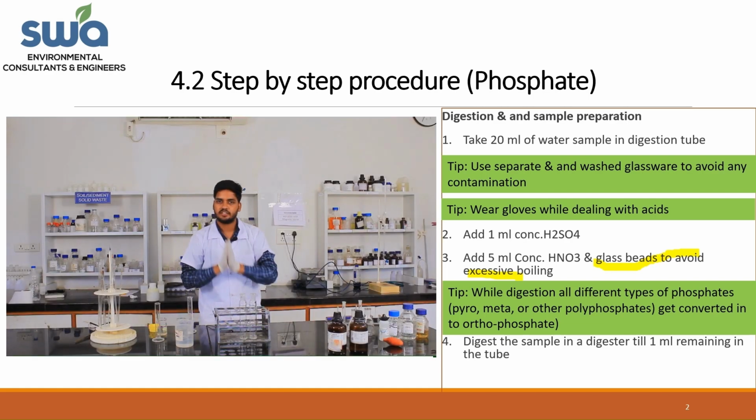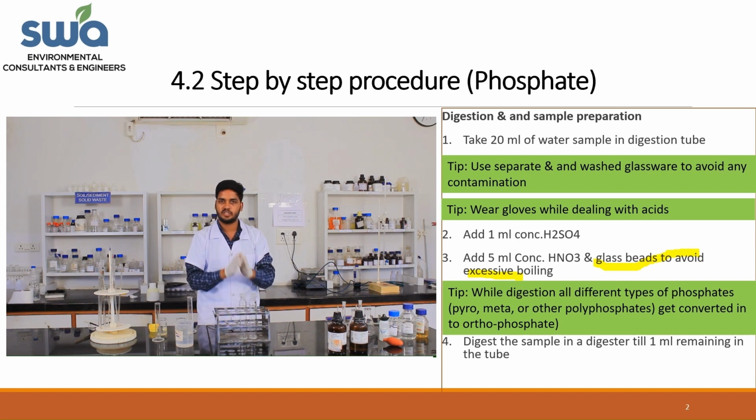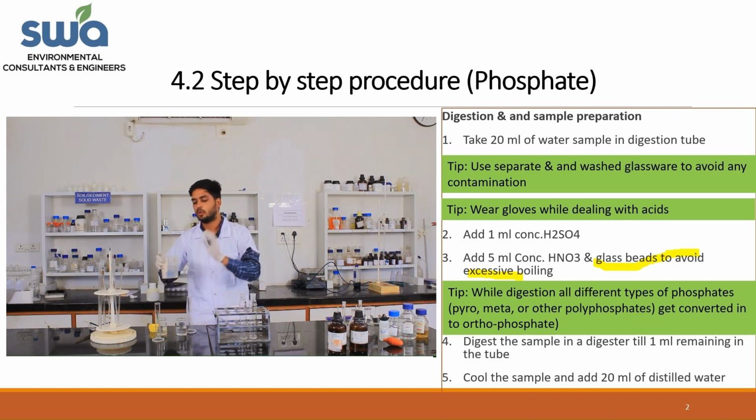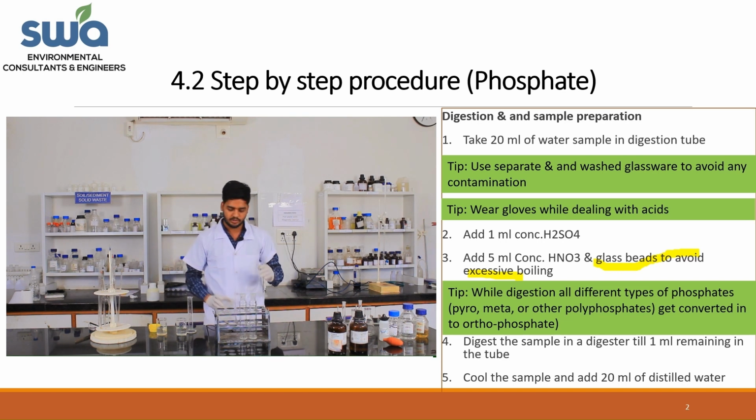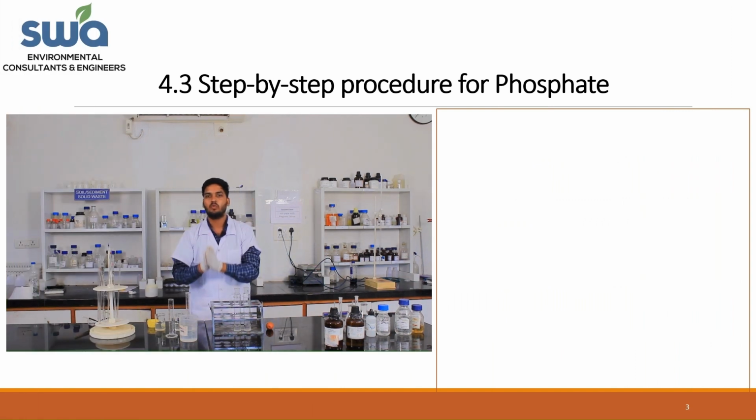After the digestion is completed, when only 1 ml is remaining in the digestion tubes, take the digestion tube out onto the stand and let it cool down to room temperature. After the solution has cooled down to room temperature, add 20 ml of distilled water into each tube. 20 ml in inlet and another 20 ml in outlet. So now we will move further in the process.